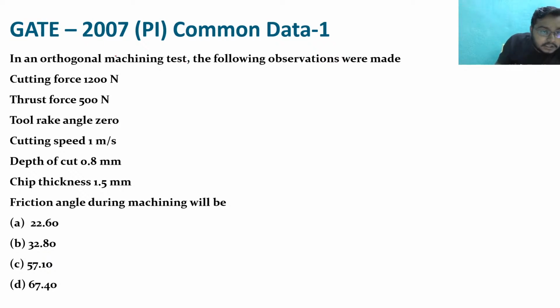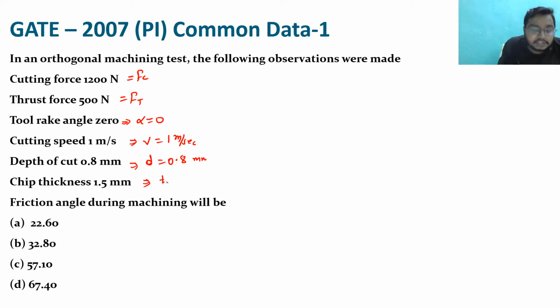See, very easy. Cutting force, so this is FC. Thrust force, so this is FT. Rake angle is 0, that is alpha is equal to 0. Cutting speed is 1 meter per second, that is V is equal to 1 meter per second. Depth of cut is given as 0.8, that is D is equal to 0.8, clear. And chip thickness is given as 1.5, that is TC is equal to 1.5 mm.